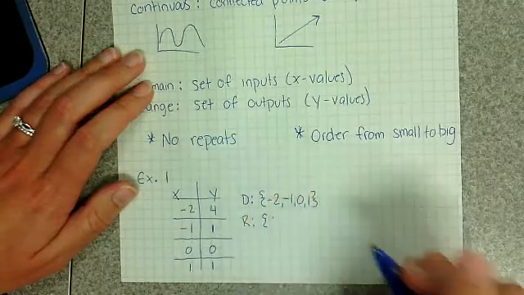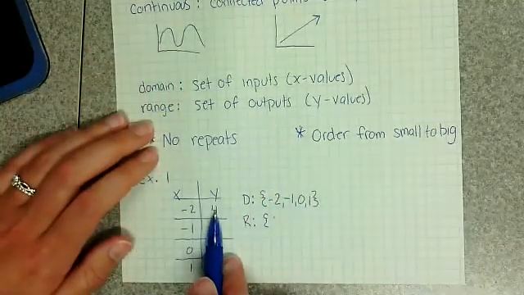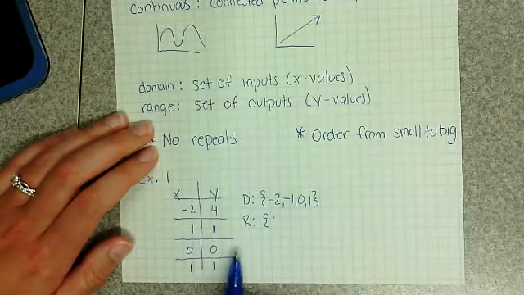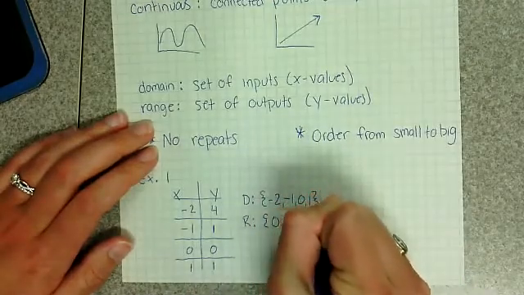Okay, range, yes, yes, yes, we know. Hey, 4 is not my smallest number though, okay? Small to big, so 0 is actually my smallest here. Hopefully you didn't get tricked, for those of you trying to work ahead.